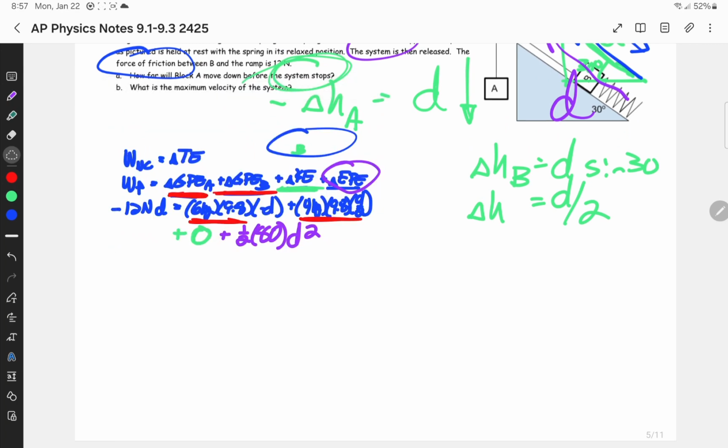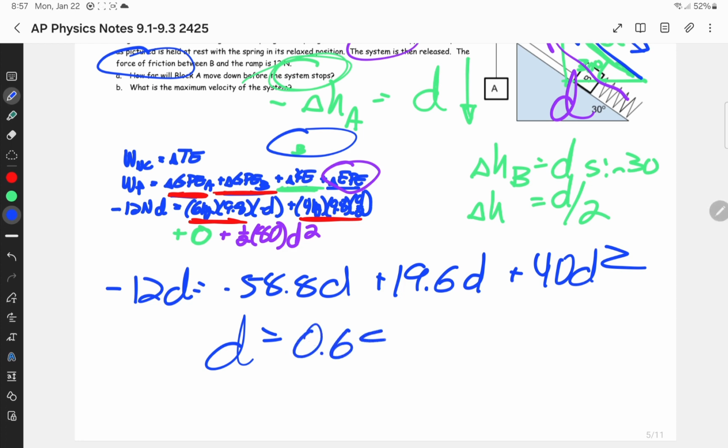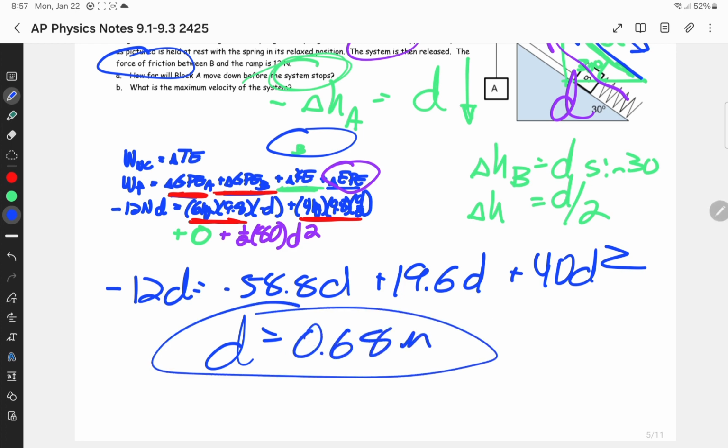Now we just have to solve this. I'm looking at negative 12d equals negative 58.8d plus 19.6d, since 4 times 9.8 divided by 2 is 19.6, plus 40d squared, and solve for d. I'm not going to grind through the algebra, but if you solve this, you get an answer of 0.68 meters. That's the distance the system moves before it stops. That's one of the ways of solving this.